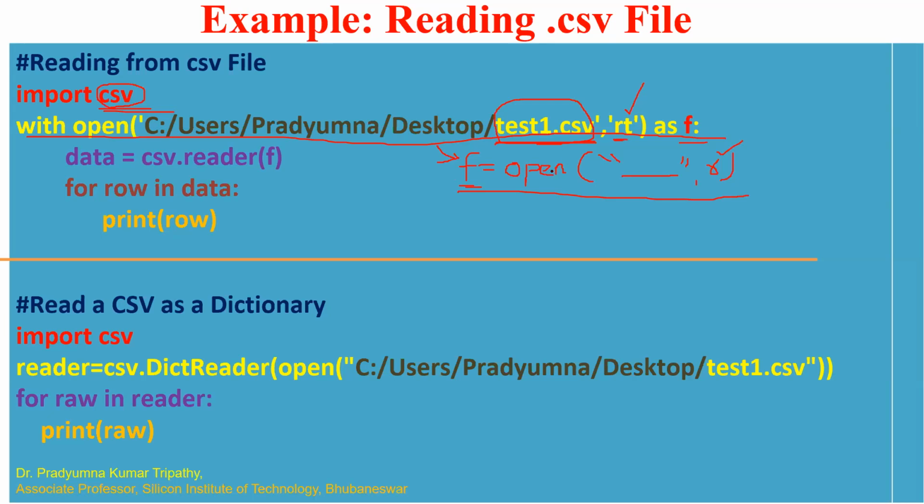And for working with CSV, I have to import csv. Now, for CSV, I have to convert this file object to a CSV reader object. Try to understand. This is the file object. I want to convert it to a CSV reader object.